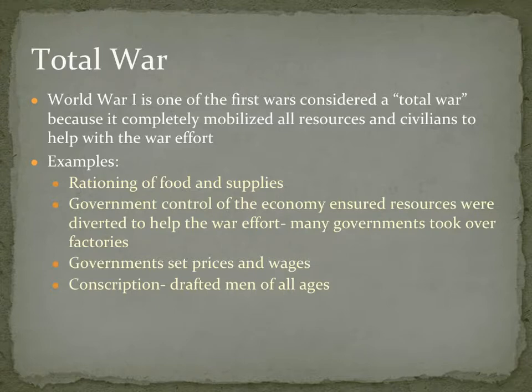So the next section is about total war. World War I is considered one of the first total wars because it completely mobilized all resources and civilians to help with the war effort. So that's the definition. A total war is kind of in the name. Everyone, so the total of the people are involved in fighting this war, even the civilians. So all resources, civilians, everyone is mobilized to help with the war effort.